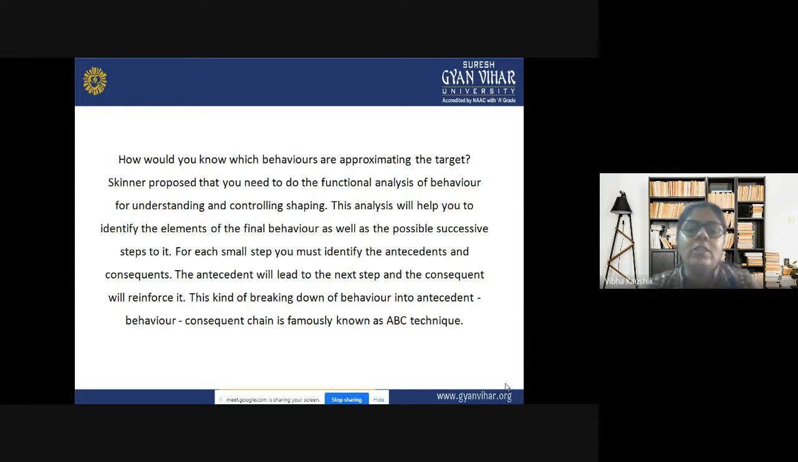For each small step, you must identify the antecedents and consequence. The antecedents will lead to the next step and the consequent will reinforce it. This kind of breaking down of behavior into antecedent, behavior, consequent is famously known as the ABC technique.